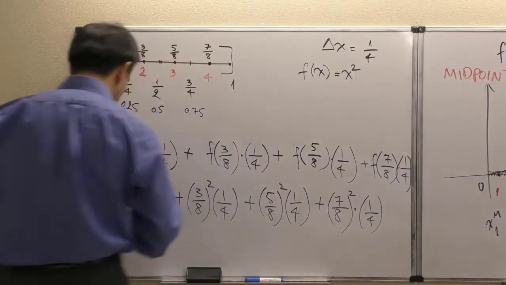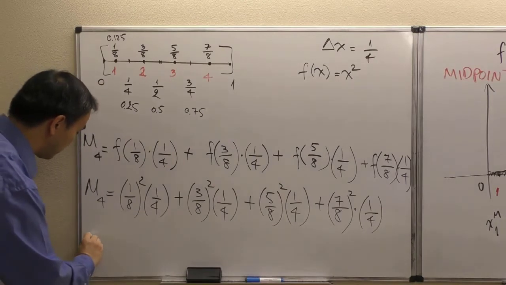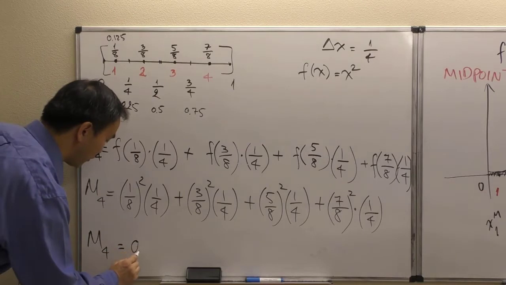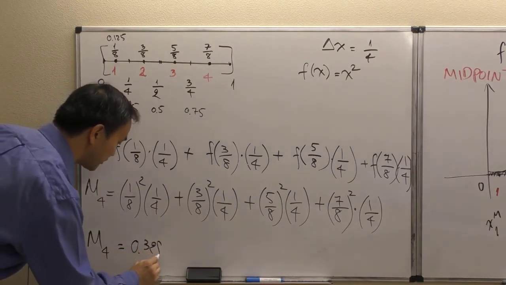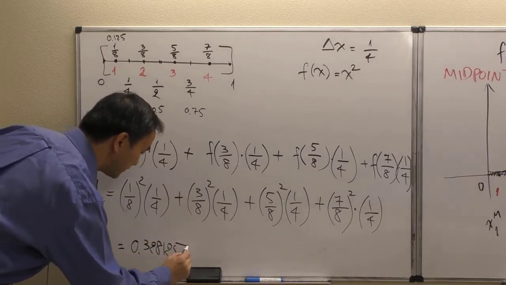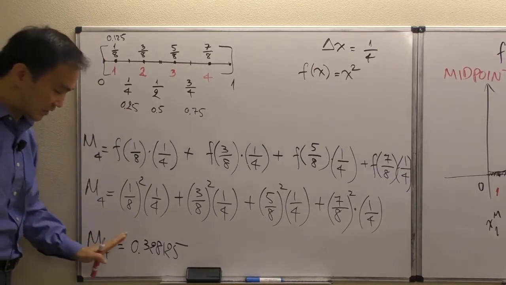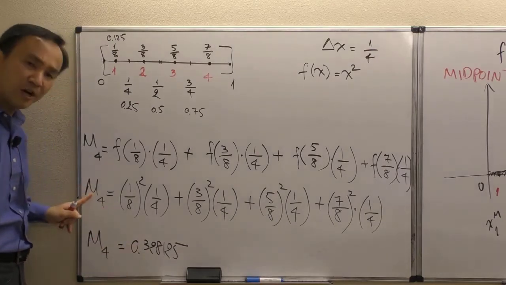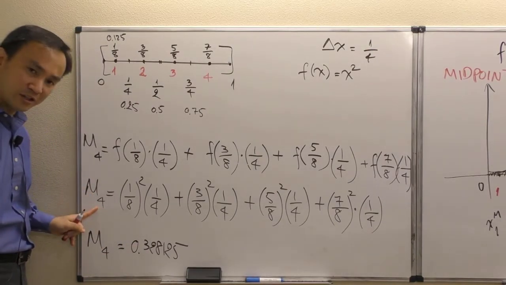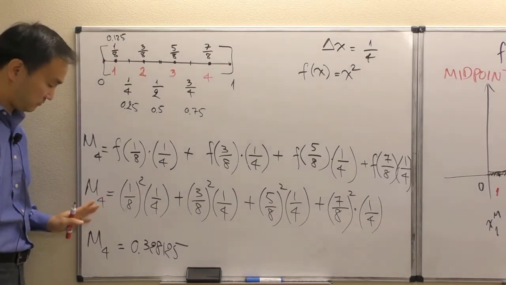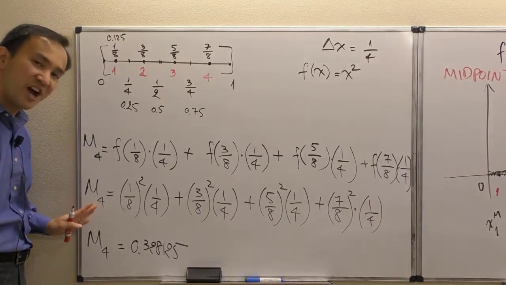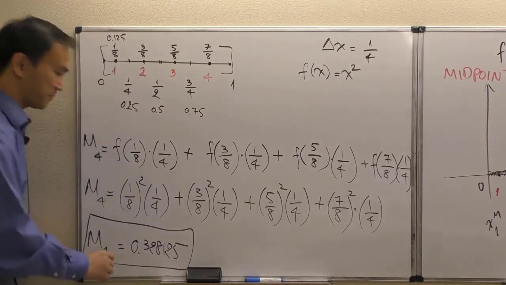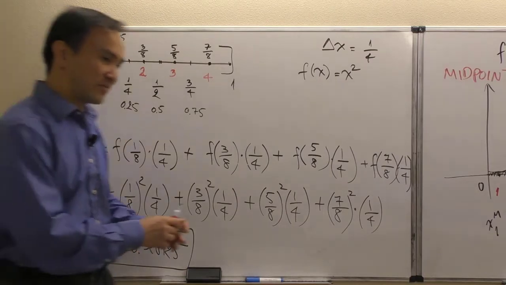All right, and so the calculation on my calculator gave me 0.328125. All right, and so this is the sum. This is the Riemann sum using the midpoint rule with 4 desired subintervals. Okay, and so that's what we have found here. It's M4.